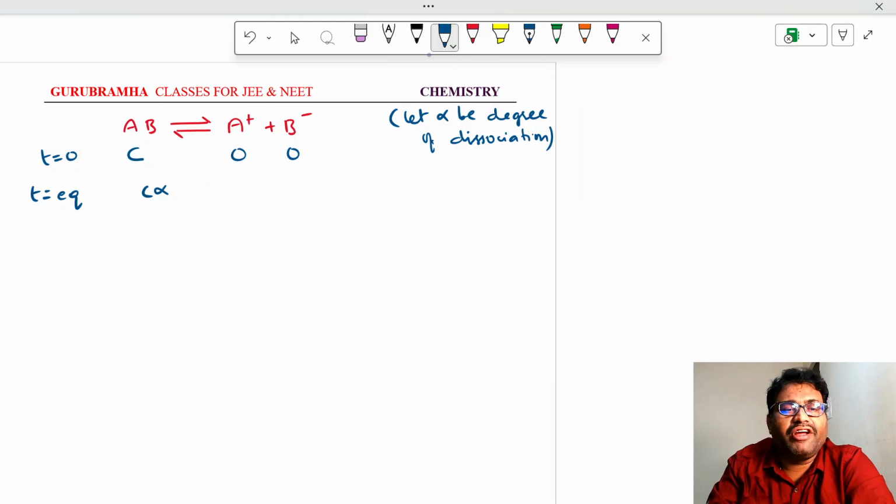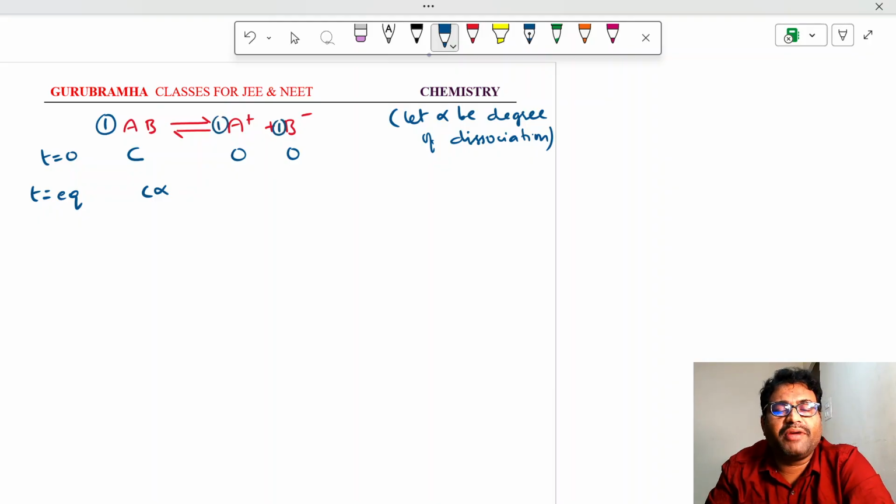We know that when 1 mole of AB is dissociated, 1 mole of A plus and 1 mole of B minus is formed. When C alpha is ionized, C alpha of A plus will be formed and C alpha of B minus. Initially there is C concentration of AB, and C alpha is ionized. Then the remaining concentration of AB at equilibrium will be C minus C alpha.